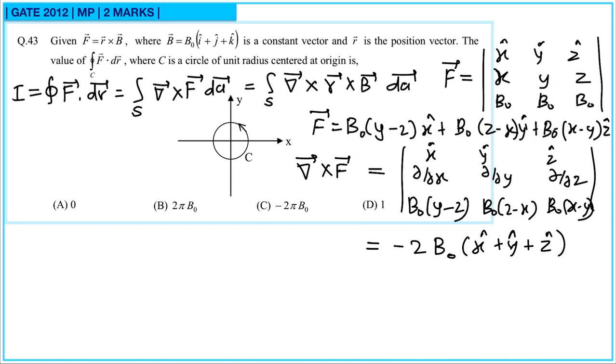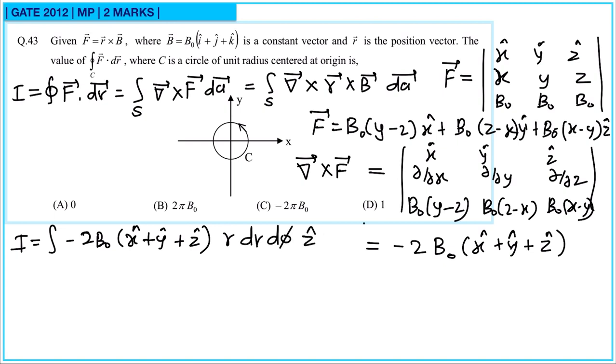Now let us find out that surface integral. So this is surface integral of this. So minus 2 b naught into we have x cap plus y cap plus z cap. Now this line integral is in xy plane. So area vector will be in z cap direction. So we can use spherical coordinates. So this will be r dr d phi into z cap. I am using polar coordinates here.